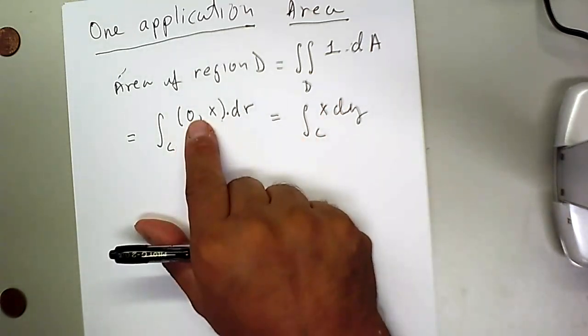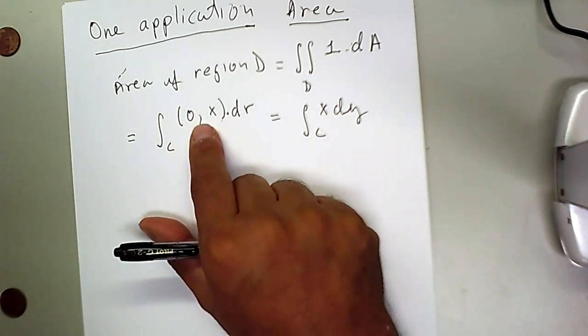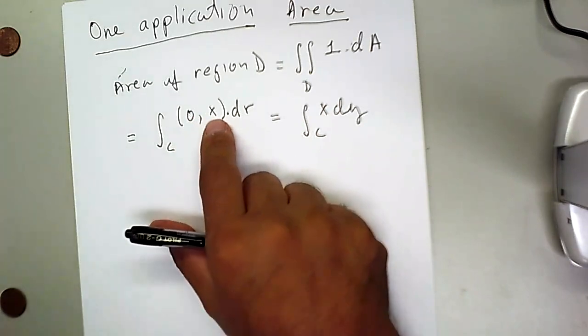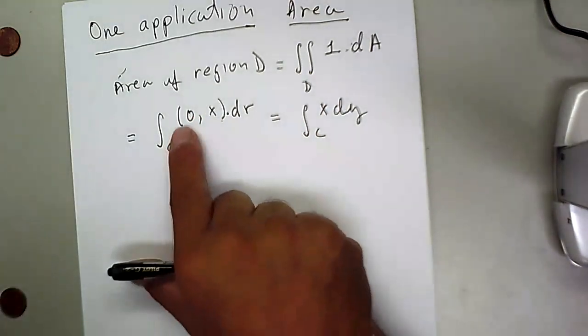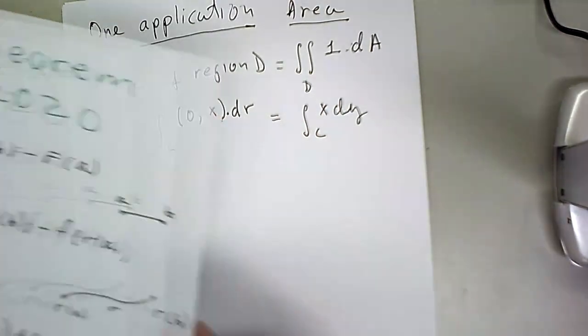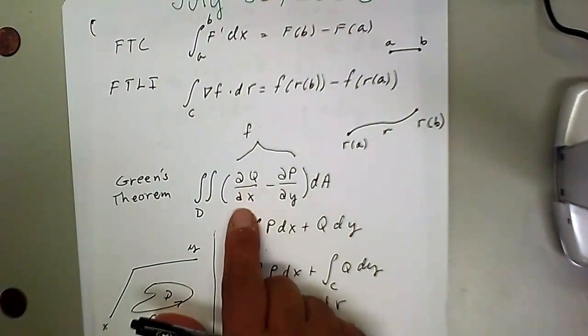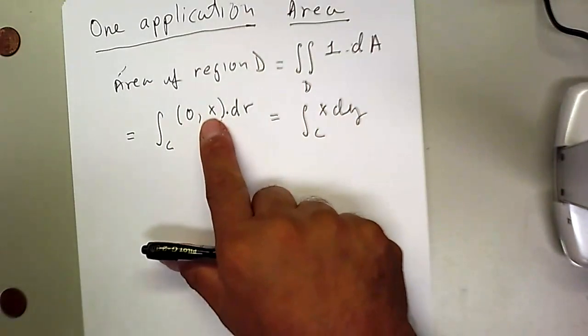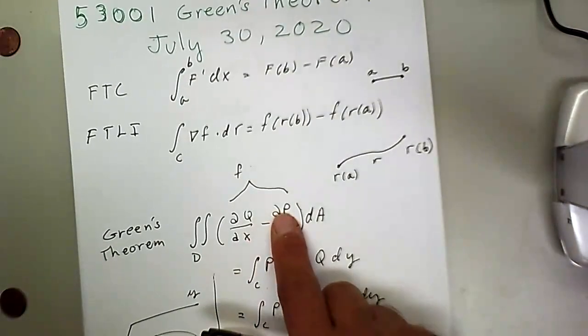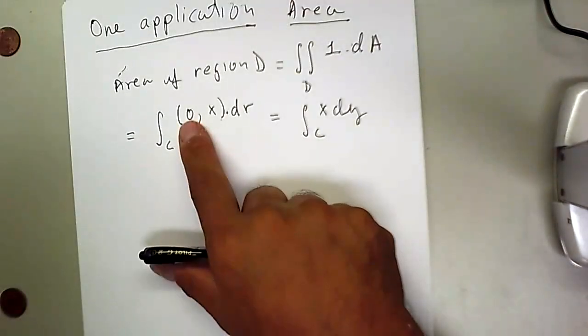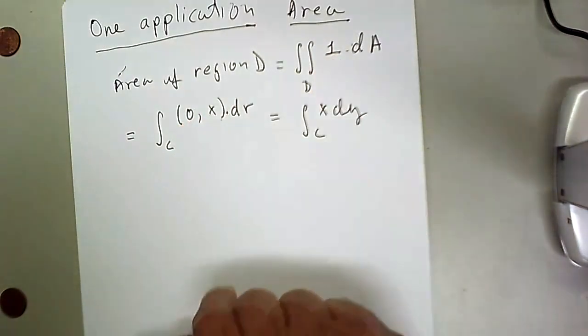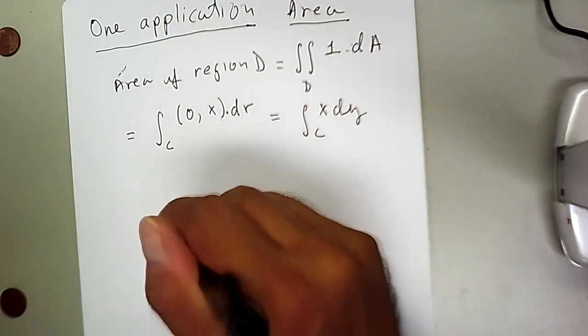Now, this is not unique. This is one way to get 1. How am I getting 1? Well, pretend this is P and this is Q. Green's theorem says if you do partial of Q with respect to x, if this is Q, that would be 1, minus partial of P with respect to y, which would be 0, we do get 1. So this is one way to go about it.